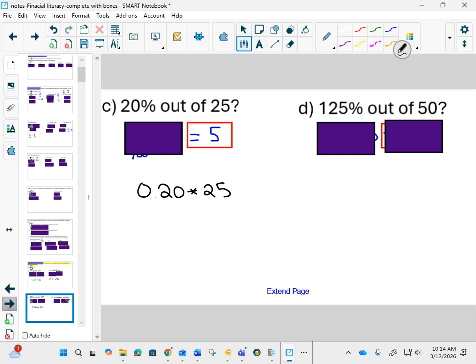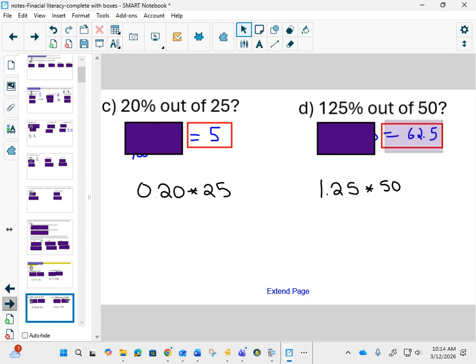125%, you divide that by 100 to get it as a decimal, it'll be 1.25 times 50. What do you get? Definitely need your calculator for this one. 62.5.